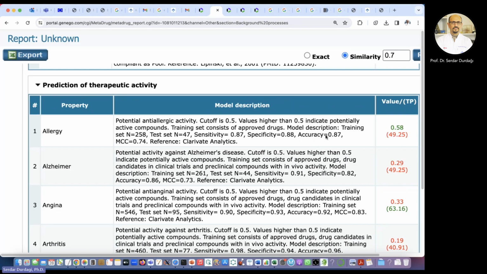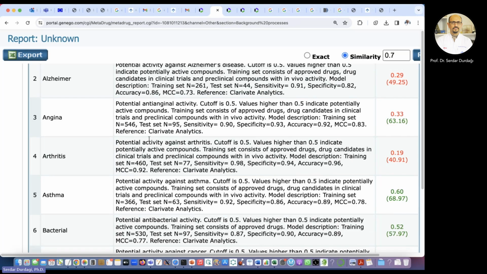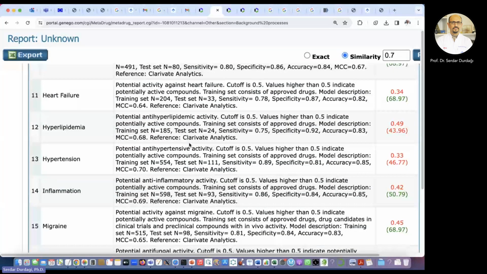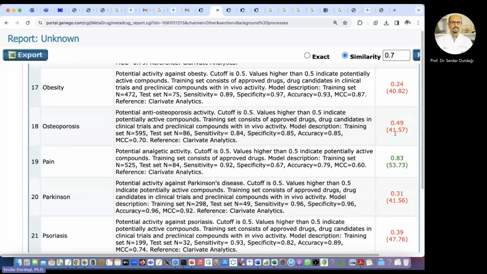This means that this model has 258 training set molecules and 47 test set molecules. When you compare the similarity, or Tanimoto coefficient, of your molecule with the molecules in the data set, it has a maximum value of 49%. It's not potential for Alzheimer's, not for angina, not for arthritis, and so on. So you can get this kind of green and red colors. Red shows no potential, and green shows it may have some potential.